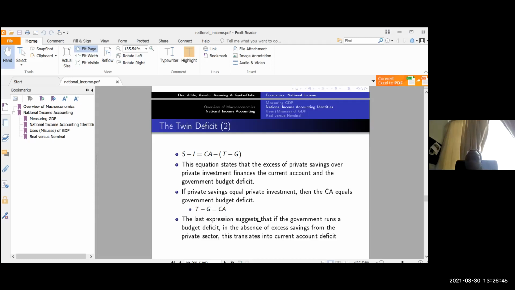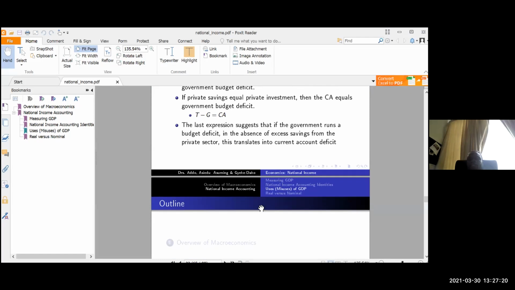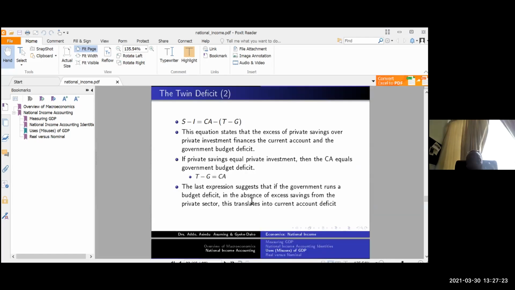So if a country runs a huge budget deficit in the absence of excess savings from the private sector, that is a problem. In the presence of excess private savings, those savings can go and address these things. But in the absence of them, you have a gap, and the budget deficit translates into current account deficits. So in a nutshell, it is not a very good idea.